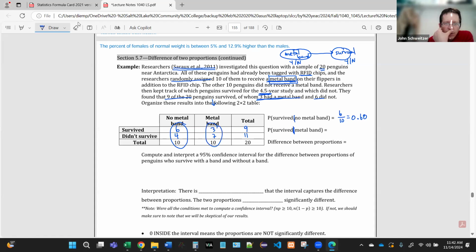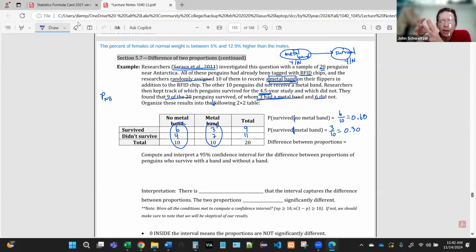Well, if we know they had a metal band, then they're in that group, which is 3 out of 10, which is a 30% survival rate. Okay, so what we're trying to get at here is, well, we know that without a metal band, right? So if I say PNB, that would be the proportion of all penguins.